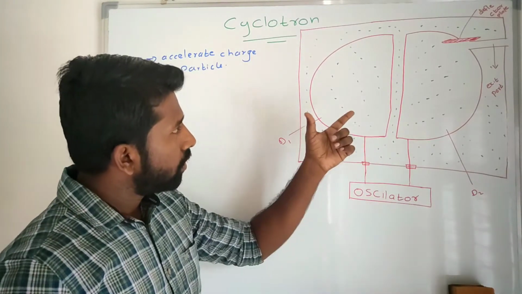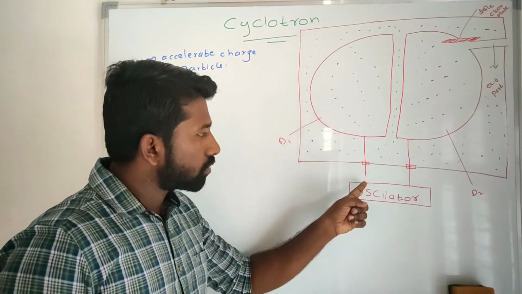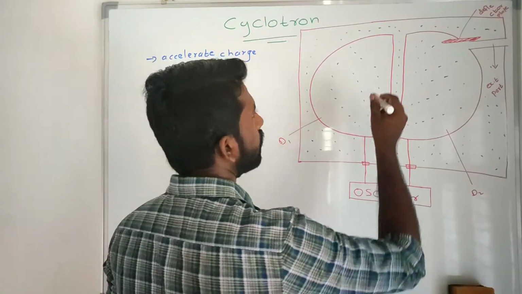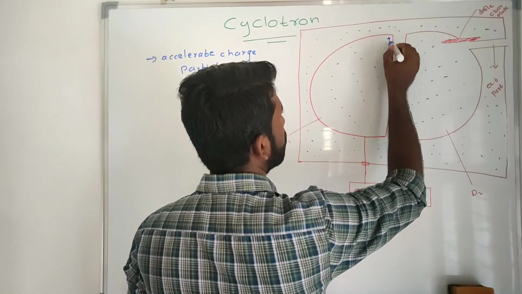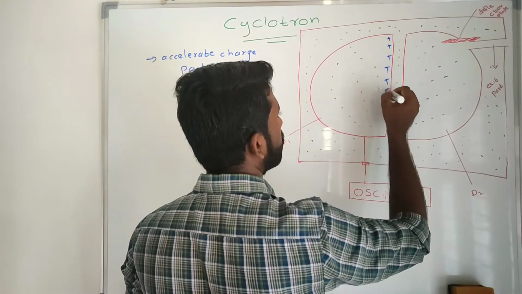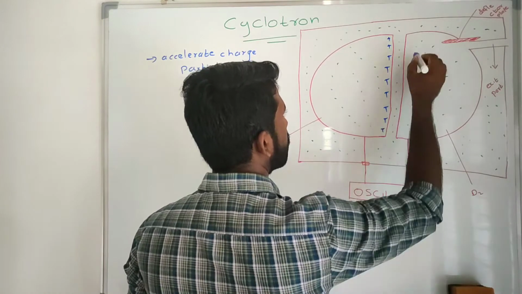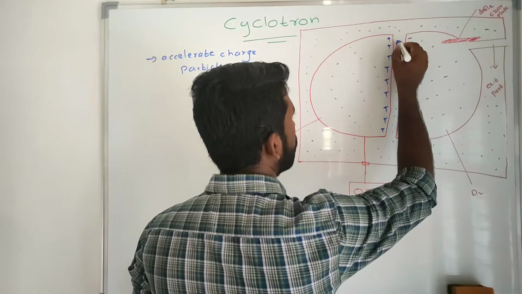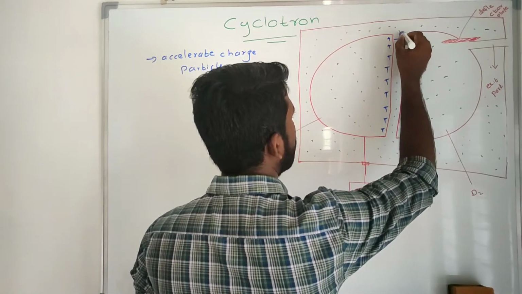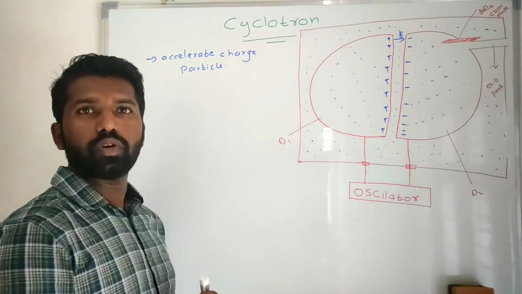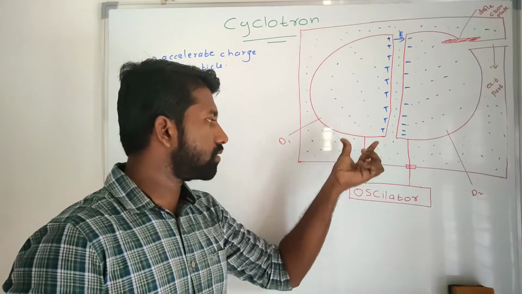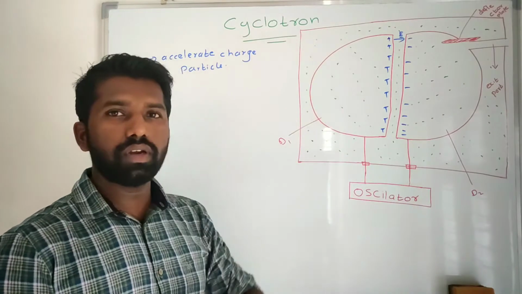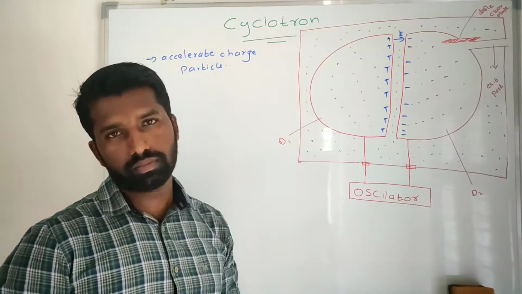These Ds are connected to an oscillator to provide an electric field between the plates. I am considering here a positive and negative charge, so it will produce an electric field like this. To provide the electric field between the Ds, an oscillator is connected. And the magnetic field is acting perpendicular.